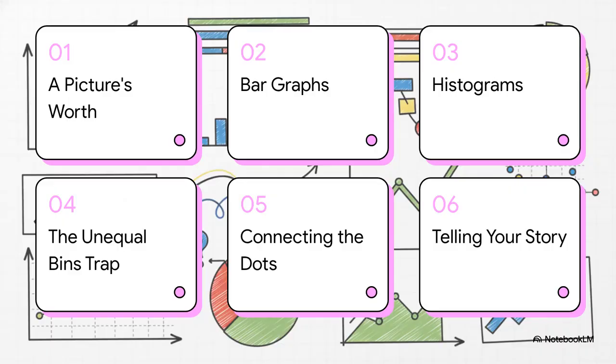So, here's the game plan. We're going to build our data storytelling toolkit piece by piece. We'll start with why a picture is worth 1,000 numbers, then we'll get our hands on the classic bar graph, dive into histograms, and even uncover a really common trap that can make data lie. After that, we'll connect the dots with something called a frequency polygon, and then wrap it all up by learning how to choose the perfect tool for whatever story you're trying to tell.